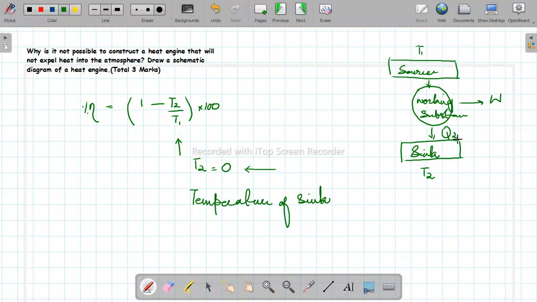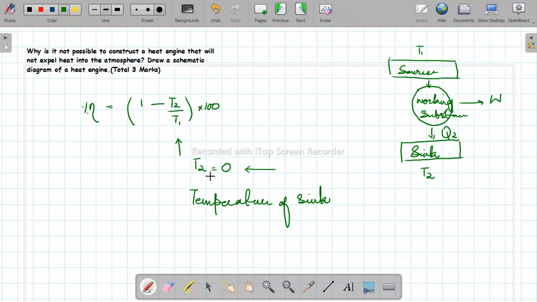For the work to be done by the system on the surrounding, it is important that the source temperature be greater than the sink temperature. The greater the difference between the cold and hot reservoir's temperature, the greater will be the efficiency of the engine. So if we want the engine to be 100% efficient, it is only possible if T2 is equal to 0.